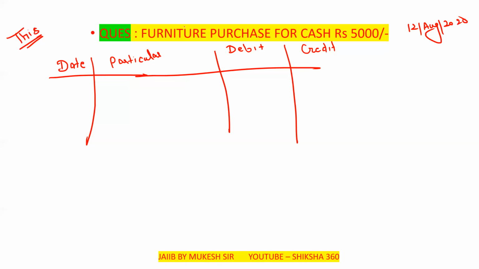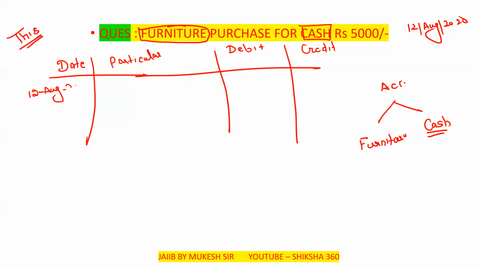Clear? So basically what we have done is, furniture will be purchased. We have to find the account. Here, basically two things come to mind: first of all, furniture, and that it is purchased for cash, rupees 5,000. So these two things we will mention with the date, 12th of August 2020. Now we have to find which account is to be debited and which account is to be credited.